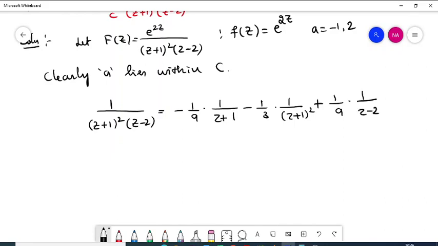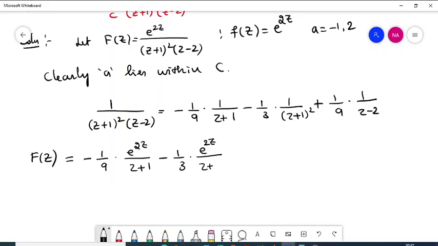Now what we need to do, capital F of z you have to get from this. Capital F of z equal to small f of z multiplied on both sides, that will be minus 1 by 9 into e power 2z divided by z plus 1, minus 1 by 3 into e power 2z divided by (z plus 1) whole square, plus 1 by 9 into e power 2z divided by z minus 2.